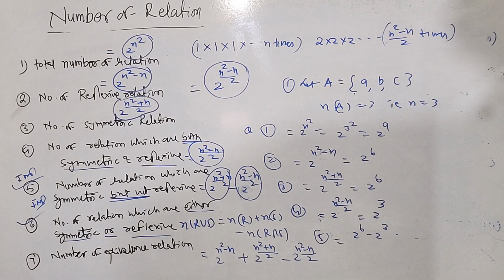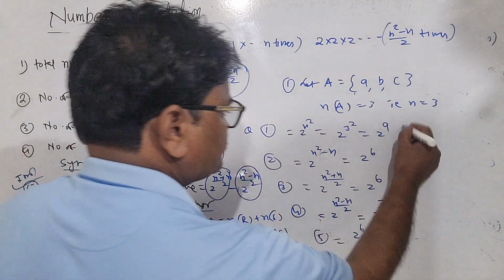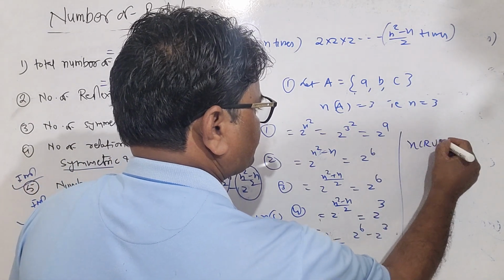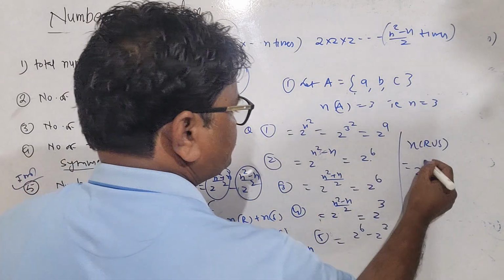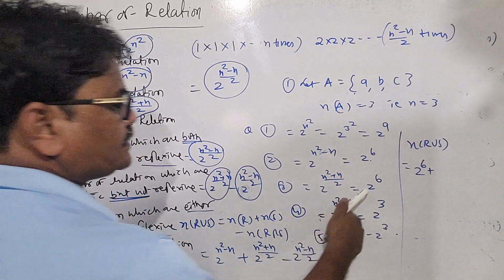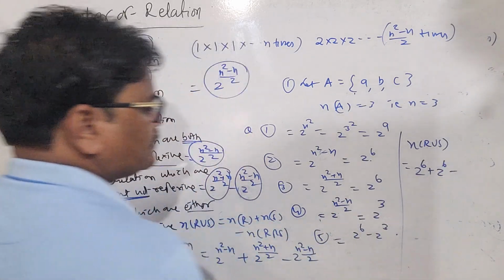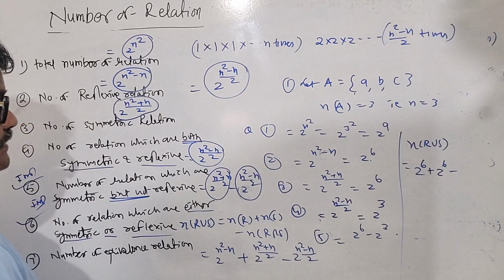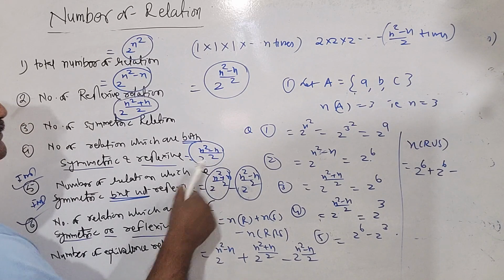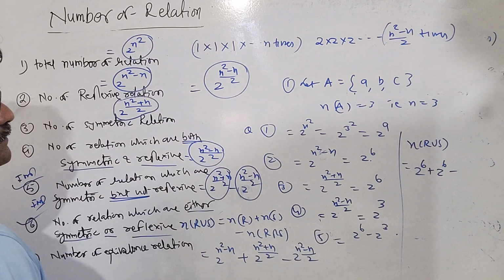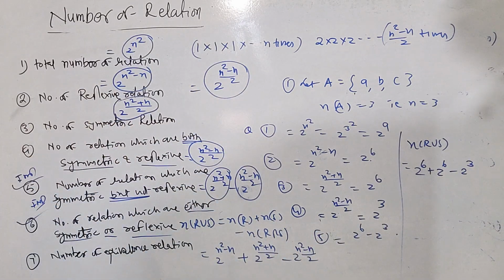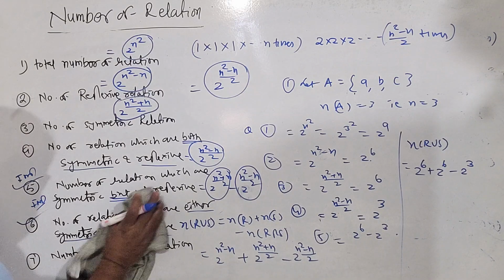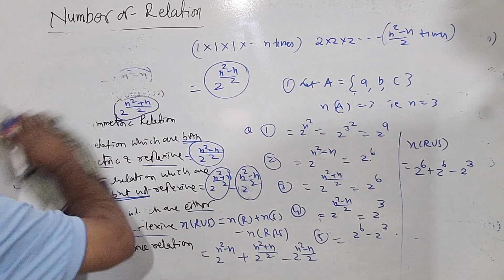And finally we have come to this question, number of relations which are either symmetric or reflexive. Here I am writing, n of R union S is total number of reflexive, that is 2 to the power 6, plus total number of symmetric, that is 2 to the power 6, minus total number of relations which are symmetric and reflexive both, that is 2 to the power (n square minus n)/2, that is 9 minus 3, 6, 2 to the power 3. So this is your answer. Correct? Okay, fine. So this is all about the number of relations.